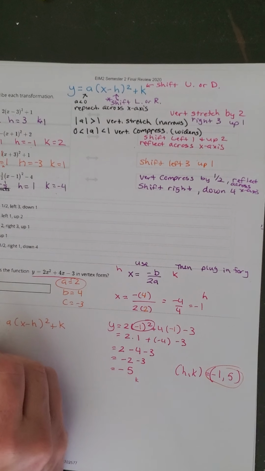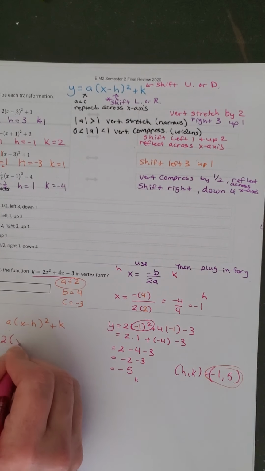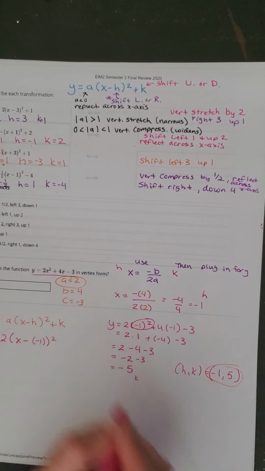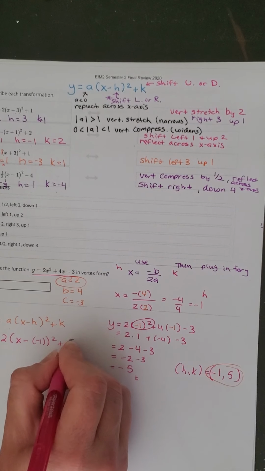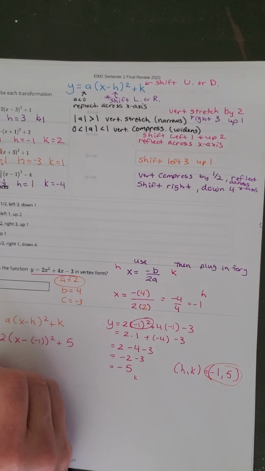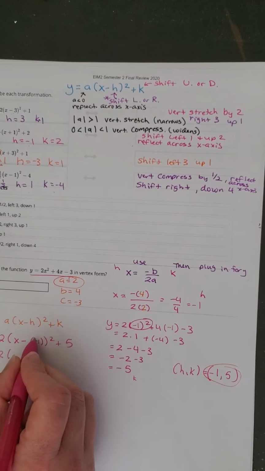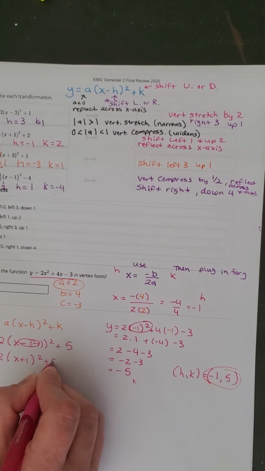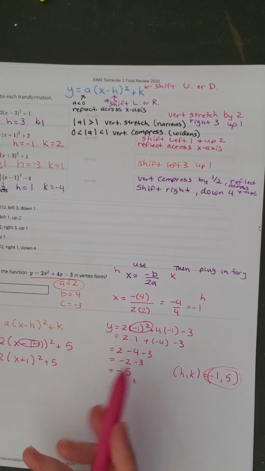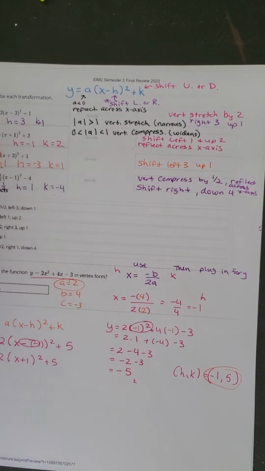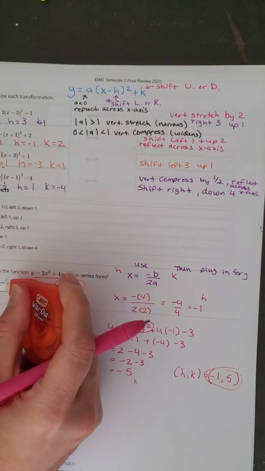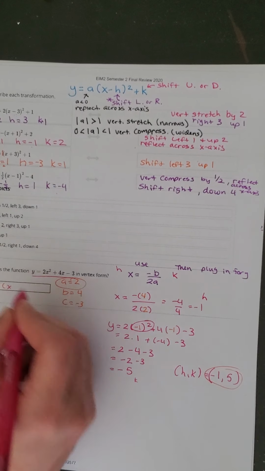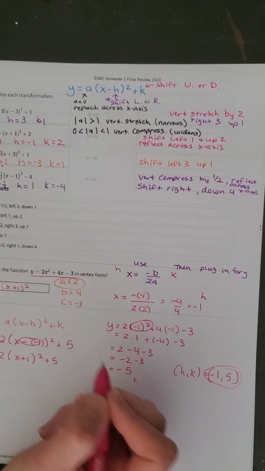A is 2, y equals 2, x minus h, where h is negative 1, so watch your signs here, squared, plus k, which is 5. Y equals 2, and then this will become positive, so (x plus 1) squared plus 5. And now it is in vertex form. They already gave you your y equals, so y equals 2(x plus 1) squared plus 5.